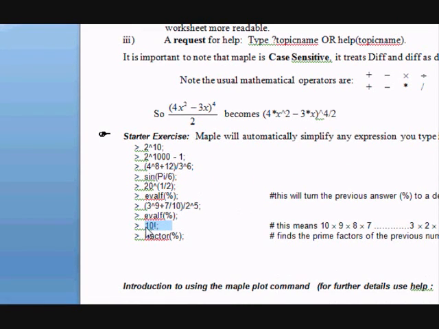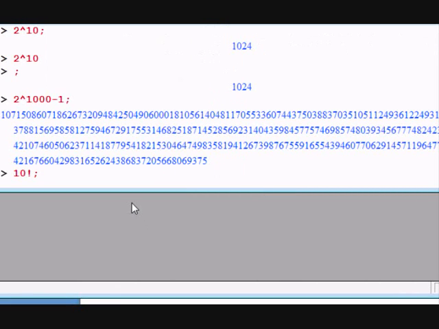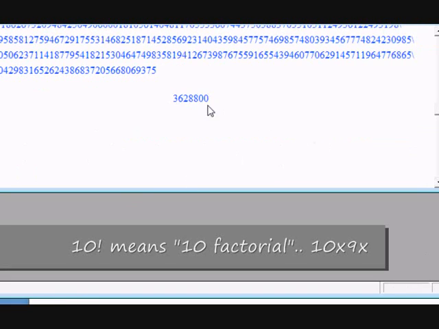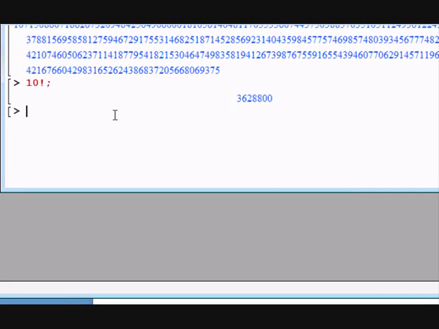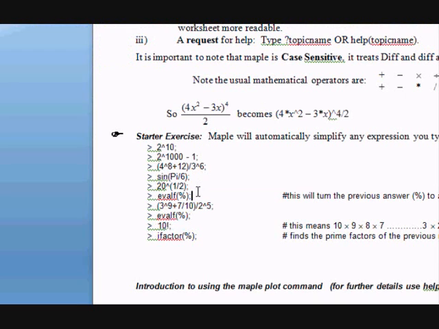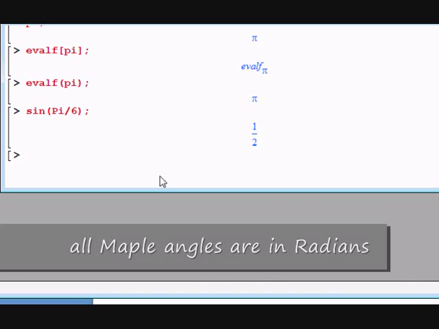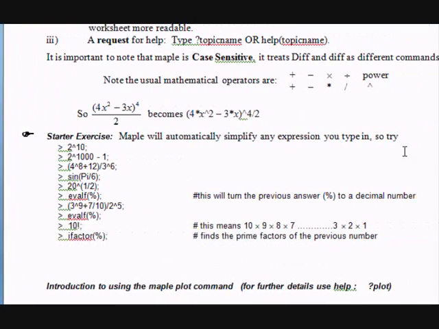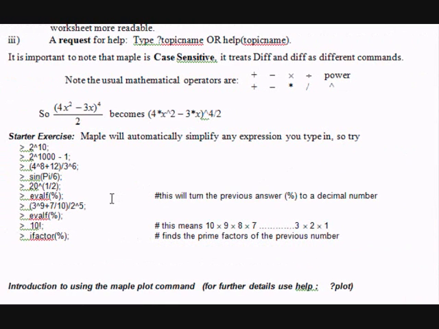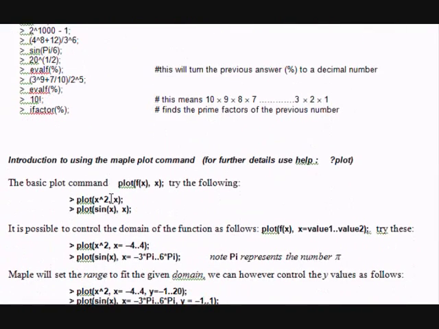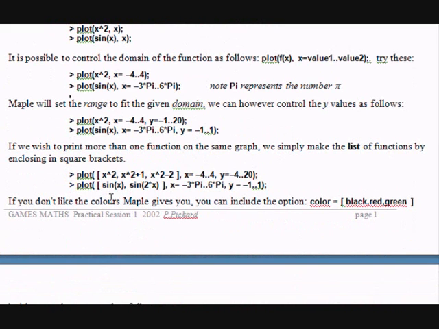Anyway, let's have a look at some other examples. Here we have 10 exclamation mark, which means 10 factorial, which means 10 times 9 times 8 times 7 times 6 and so on. And let's have another look at one more of these. If we do sine pi divided by 6, that sine pi divided by 6 is a half. Now, all the angles that Maple uses are in radians, so they're basically in fractions of pi. So it doesn't use degrees, which is how we might normally think of sines and cosines.